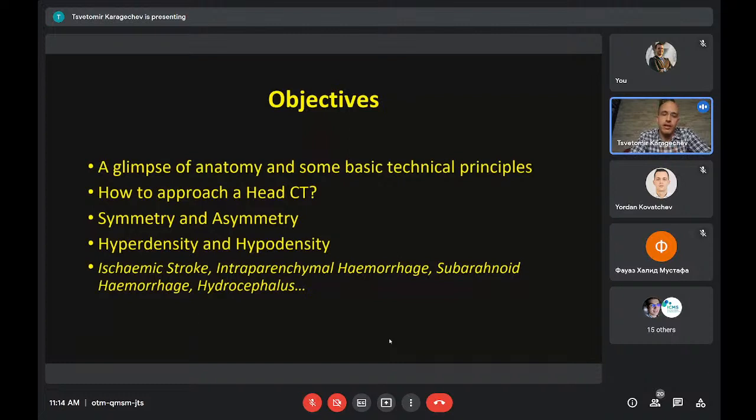And of course, the main characters of today's session will be the cases. These are cases that we've seen during our practice. Through these cases, we will present to you real life-threatening pathologies like ischemic stroke, intraparenchymal hemorrhage, subarachnoid hemorrhage, hydrocephalus, and others.